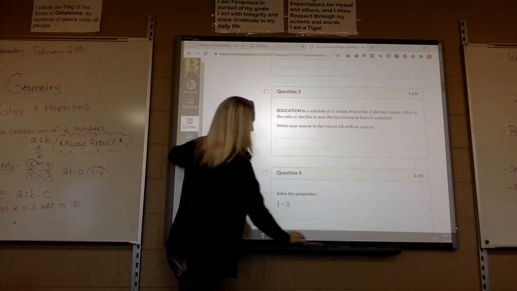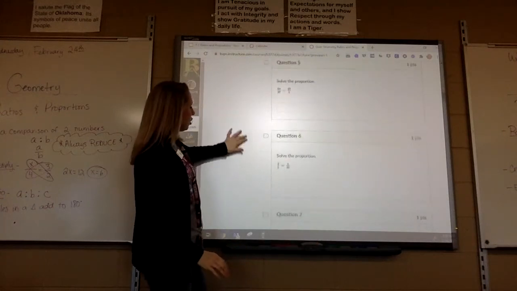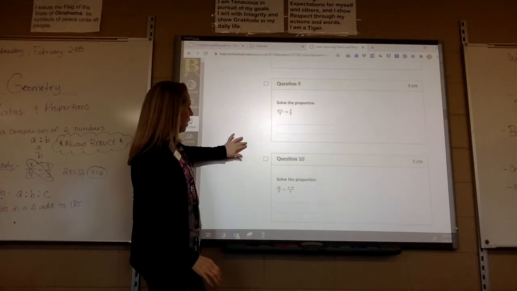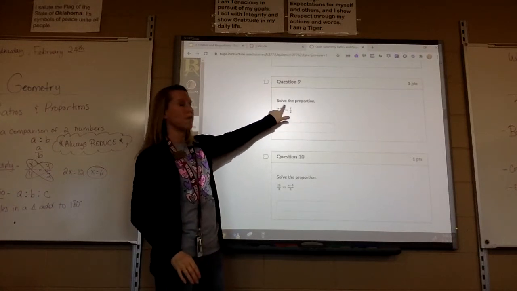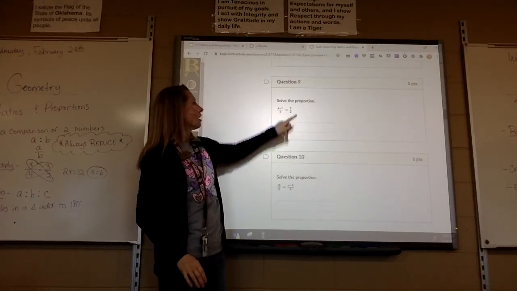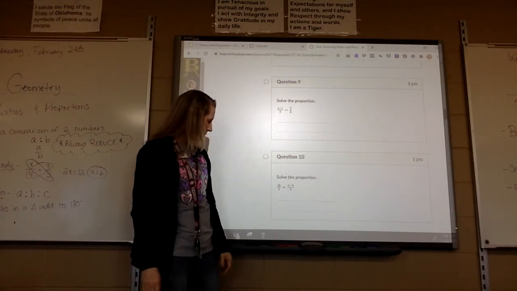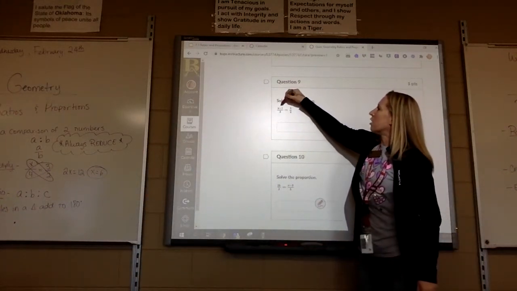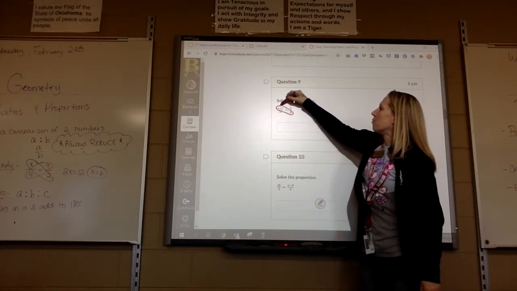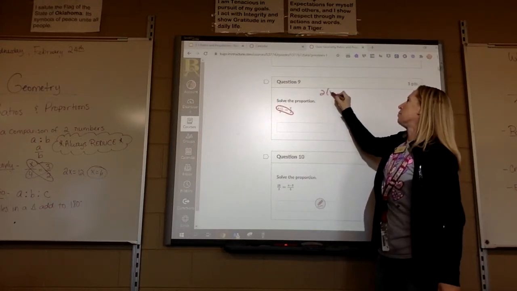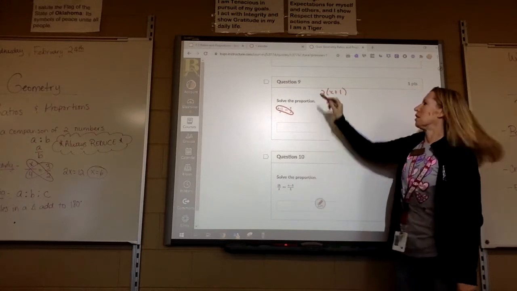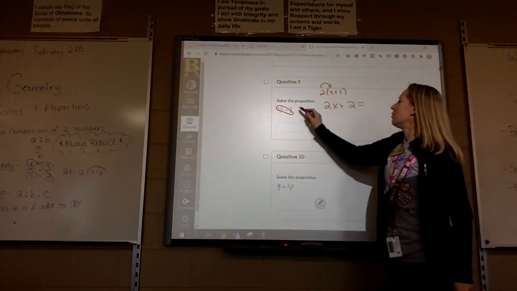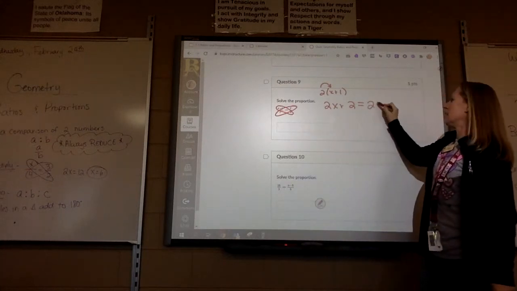You've got some cross multiplying. Make sure you do distributive property on like number 9. Do you want me to look at 9 with you? Yeah. Okay. So when you cross multiply here, you have to make sure you do distributive property. So 2 times x plus 1. What would that be? 2x plus 2. 2x plus 2 equals, and then 7 times 3, 21.